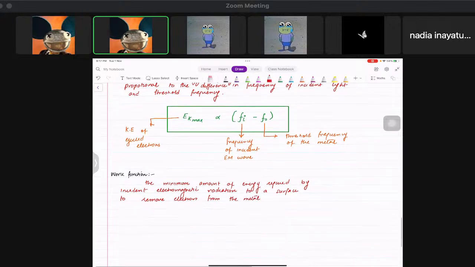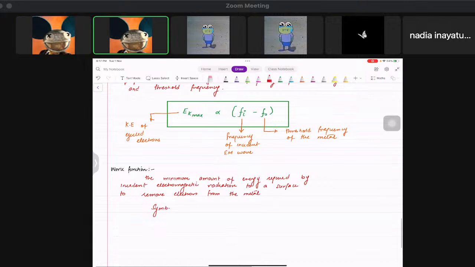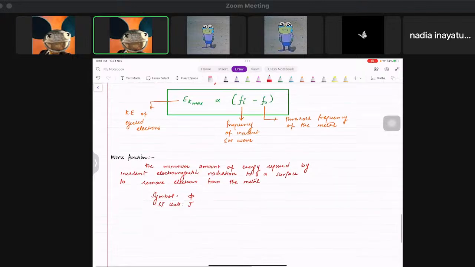Now the symbol of work function is phi, like that, and the SI unit, because it's the energy, right? So it has to be joules only. So do write that, please.